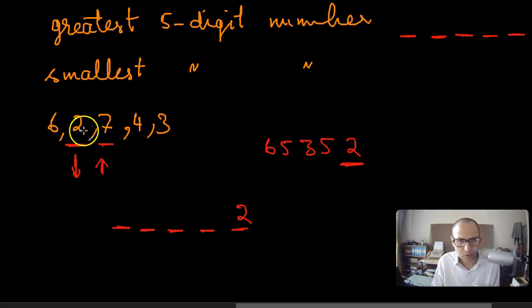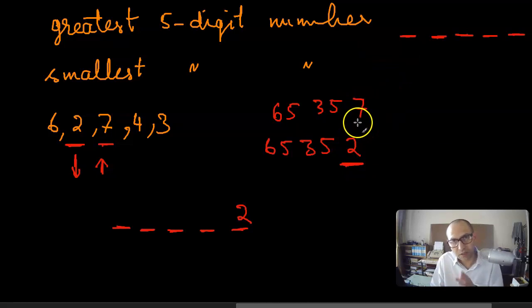Or I could put the 7 over here, which is the greatest digit that can be found among these digits. So that would be 6, 5, 3, 5, and the 7. Now the difference between these two numbers would be just 5, meaning 65,357 minus 65,352 would be just the 5, right? Because the place value is the ones place value, any digit that you put in this place is just multiplied by 1, which means that it doesn't really matter what you put here. It doesn't have that much influence over the overall value of the number.